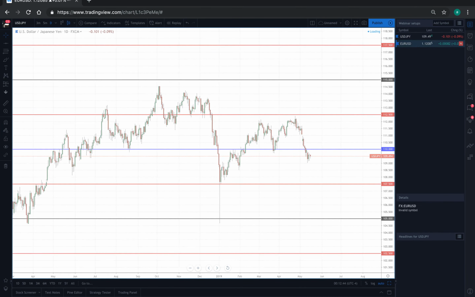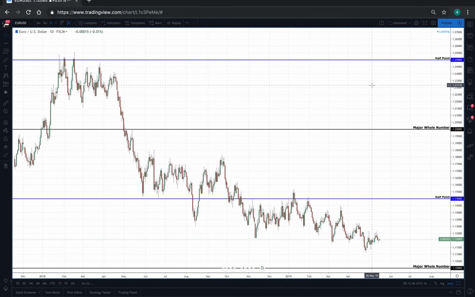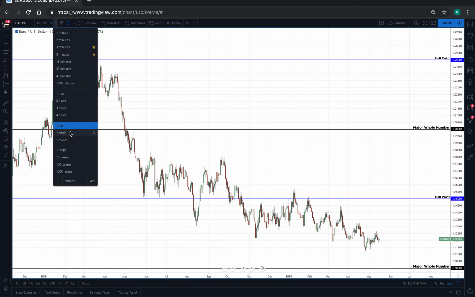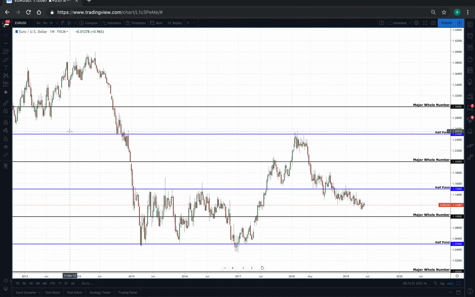So if we go back to the Euro USD chart, right, let me go to a weekly. So again, look at Euro USD.